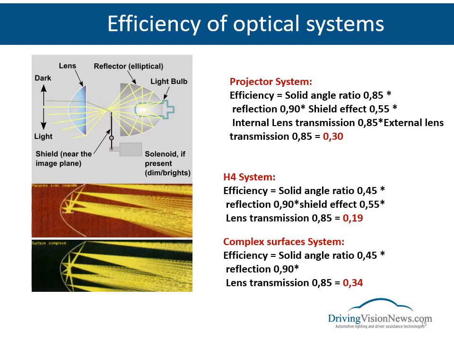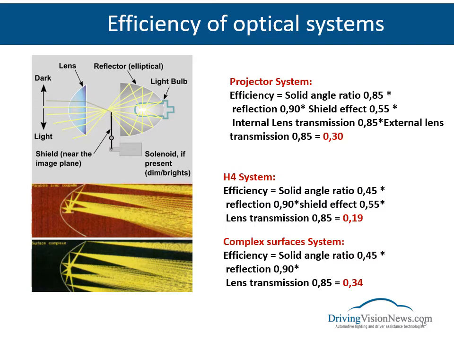0.55. We have the internal lens transmission. We are losing 15% of the light, and so the efficiency is 0.85. And we have finally the external lens, where we are losing also 15% of the light. So globally we have an efficiency of 0.3.